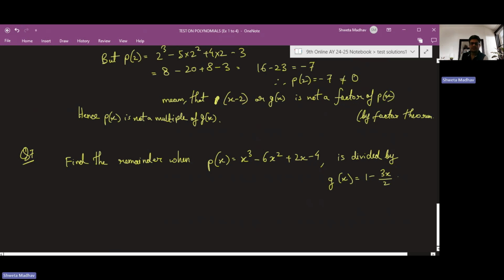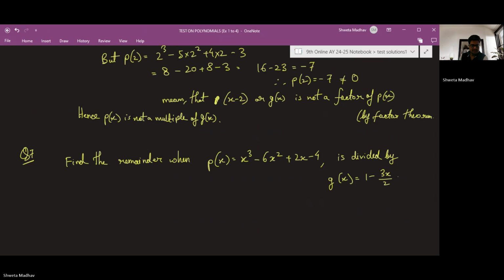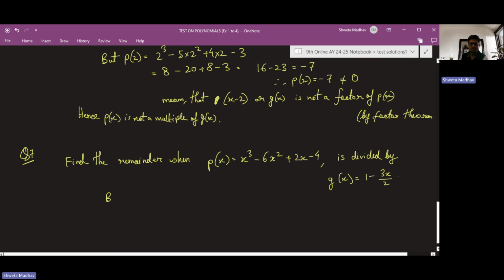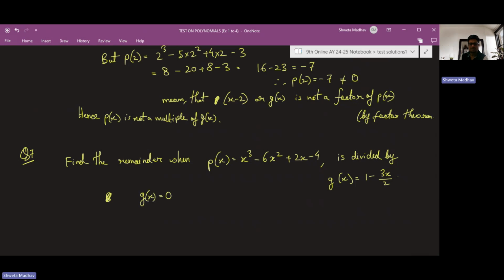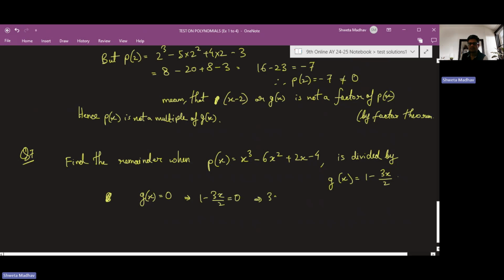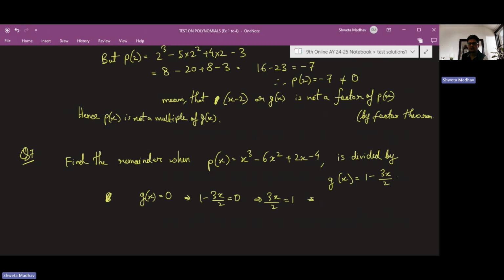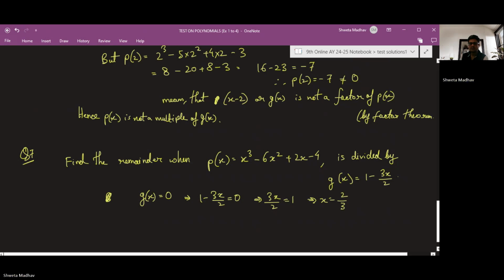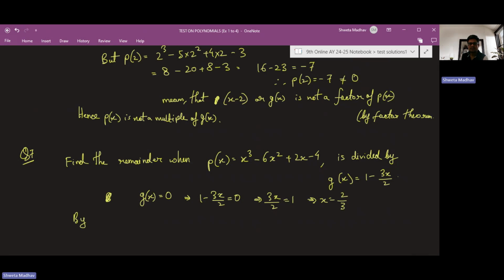So here we have to use the remainder theorem. By using the remainder theorem, first we will equate g of x to 0. So we get 1 minus 3x by 2 equal to 0. That means 3x by 2 will be equal to 1, so x will be equal to 2 by 3. So g of x is 0 at x equal to 2 by 3.